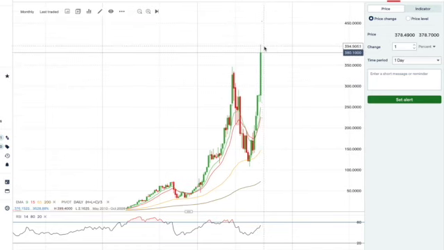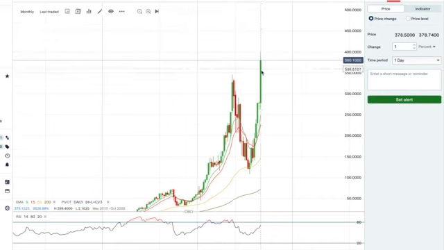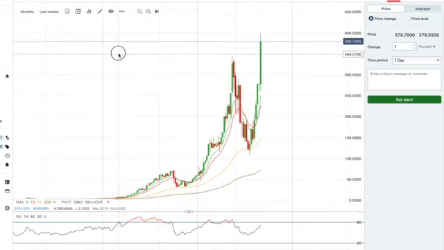And it created a new all-time high, right? So as you can see, there are different candles. This is what we call a candle. For example, this green one is a candle, the red one is also a candle, and these are monthly candles because I'm looking at a monthly chart, right?